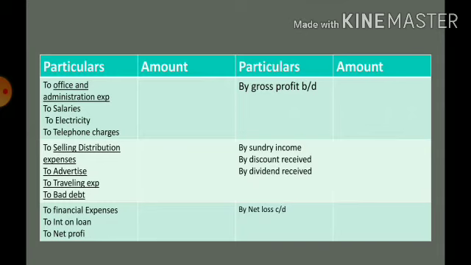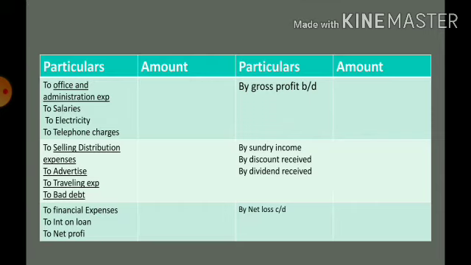On debit side, to office and administration expenses, various expenses come under this head, that is salaries, electricity, telephone charges, etc. Next one is selling and distribution expenses. Under that, advertisement, traveling expenses, bad debts will come. Then financial expenses, that is interest on loan. On credit side, we are going to record all the incomes, indirect incomes. So gross profit which is brought forward from trading account will be recorded. Then sundry income, discount received, dividend received, interest received, etc.